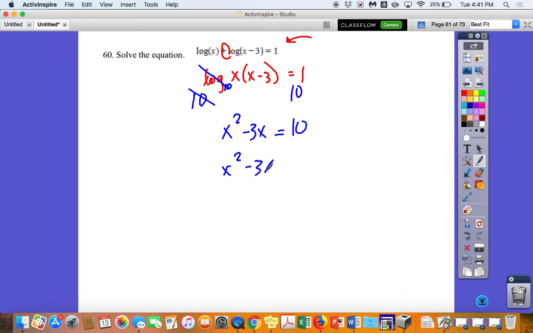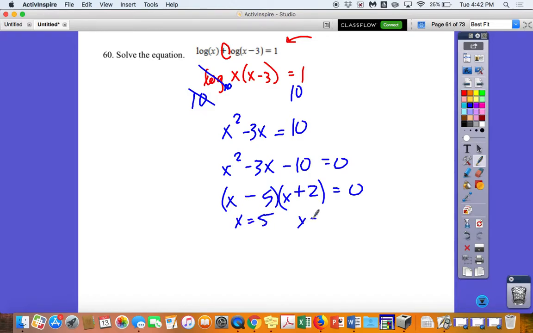So move your 10 over, because you've got a quadratic, you've got to try to factor. What two numbers multiply to 10 and subtract to 3? Well, that'd be 5 and 2. Signs are different. Big one's negative. So x is 5 and x is negative 2.